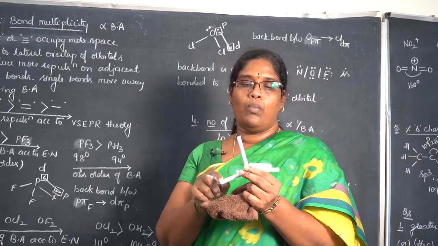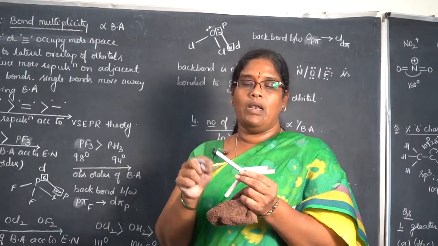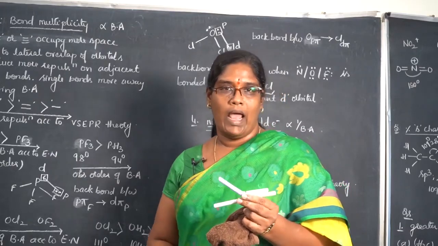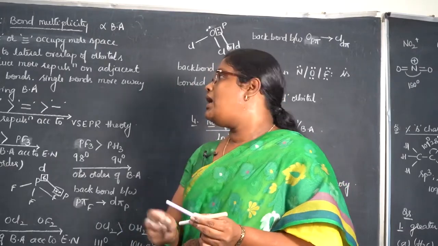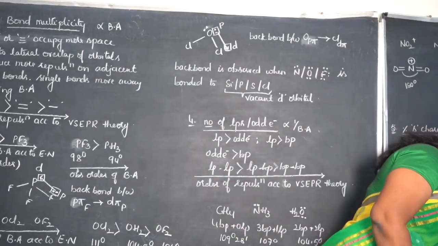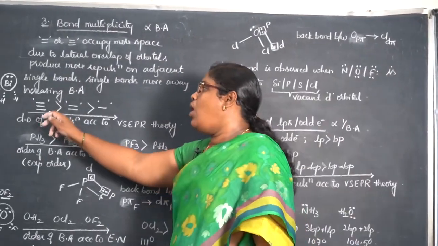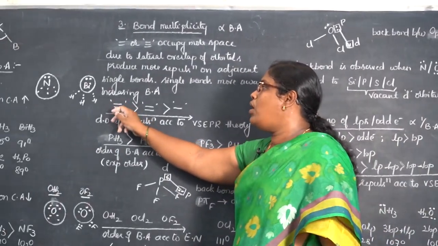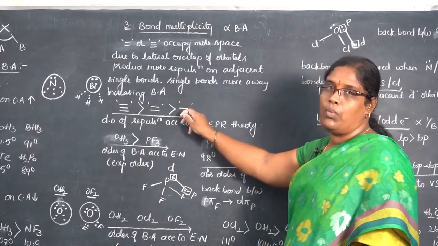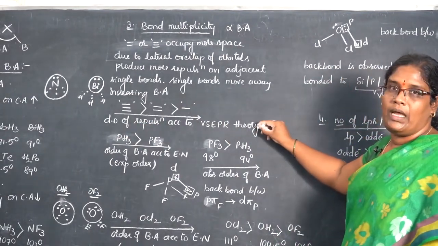So initially your bonds are like this. Now, due to more repulsions, single bonds move away, and that is going to increase the bond angle. So we say that bond multiplicity is directly proportional to bond angle. If you see the order of repulsions, a triple bond offers more repulsion than a double bond, which offers more than a single bond. This is the order of repulsion according to VSEPR theory.